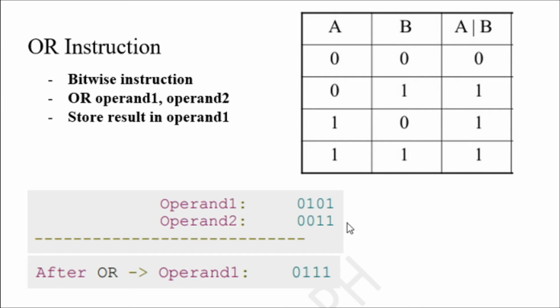Okay? So for example, we again have operand 1 here, 0101, and operand 2, 0011. If we OR operand 1 and 2 using this syntax, the result will be stored in operand 1. The result would be: 1 OR 1 is 1, 0 OR 1 is 1, 1 OR 0 is 1, 0 OR 0 is 0. So the result will be operand 1 equals 0111.